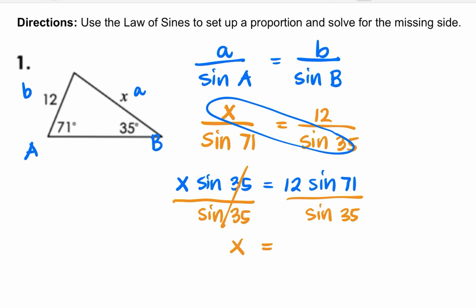So we're going to use our calculator. Make sure that your calculator is in degree mode. So sine 71 times 12, enter, divided by sine 35. And if we are to use tenths place, we will get 19.8. So this side is equal to 19.8 for tenths place, or 20 for the nearest integer.